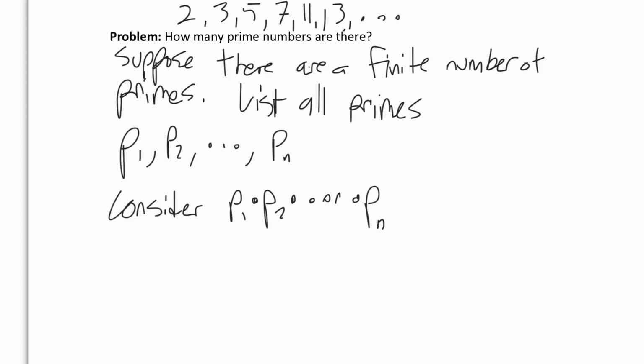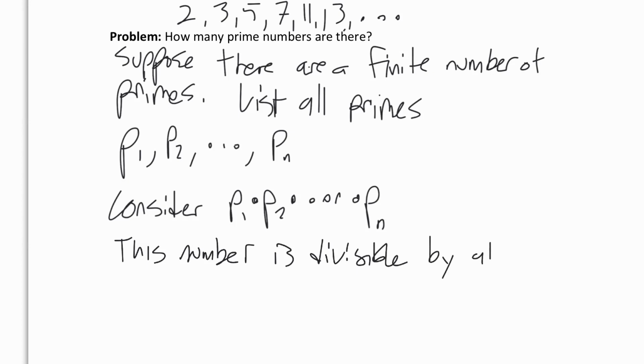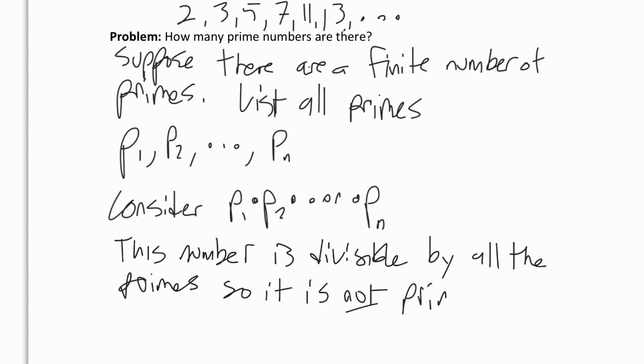Now if we look at this number, we're actually going to notice that it's divisible by every one of the primes. So clearly this big number is not prime, and we'll say that. This number is divisible by all the primes, so it is not prime. This number is not a prime number.